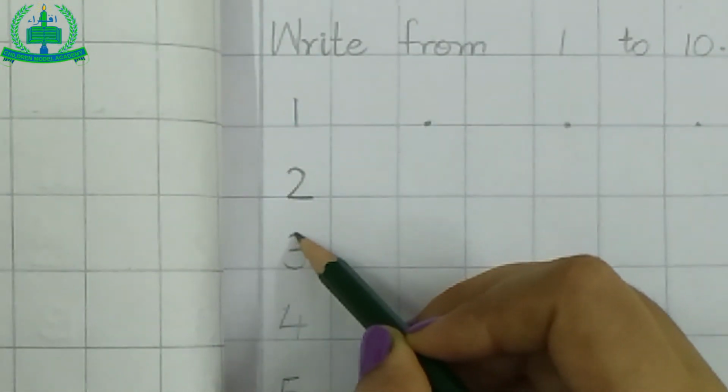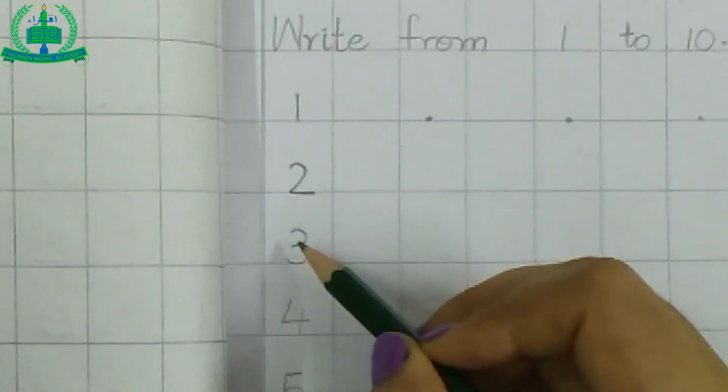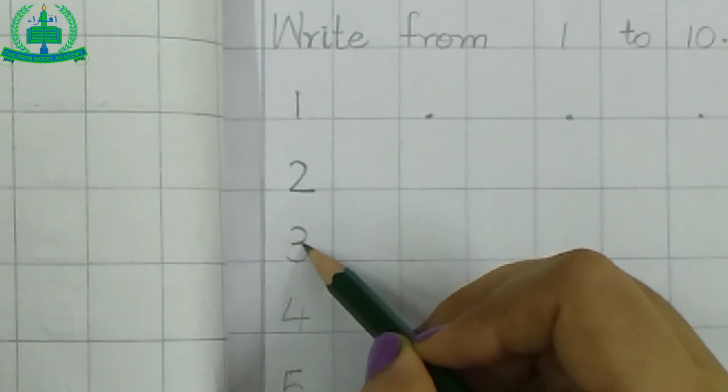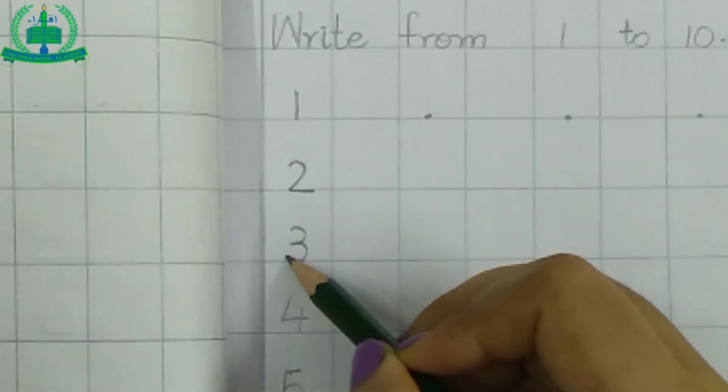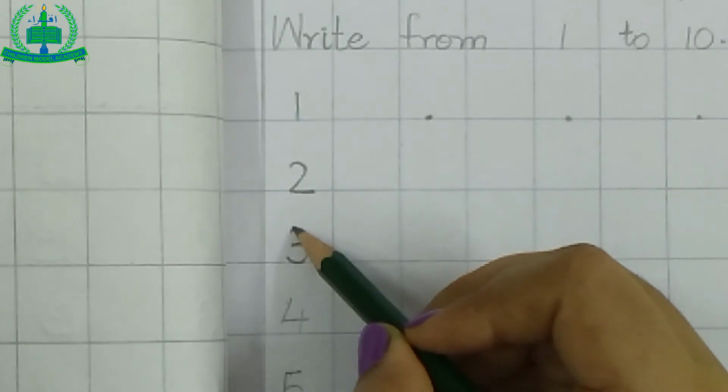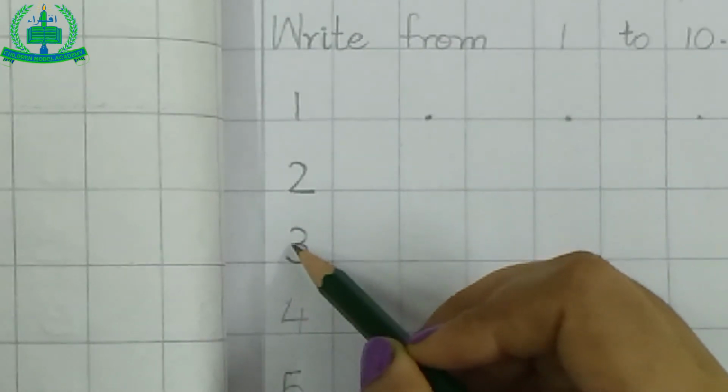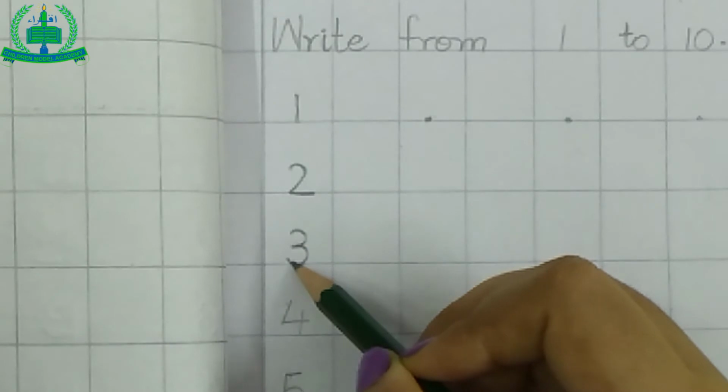Make a small curve in the center of the box. Then make another curve makes 3. A curve with another curve makes 3.